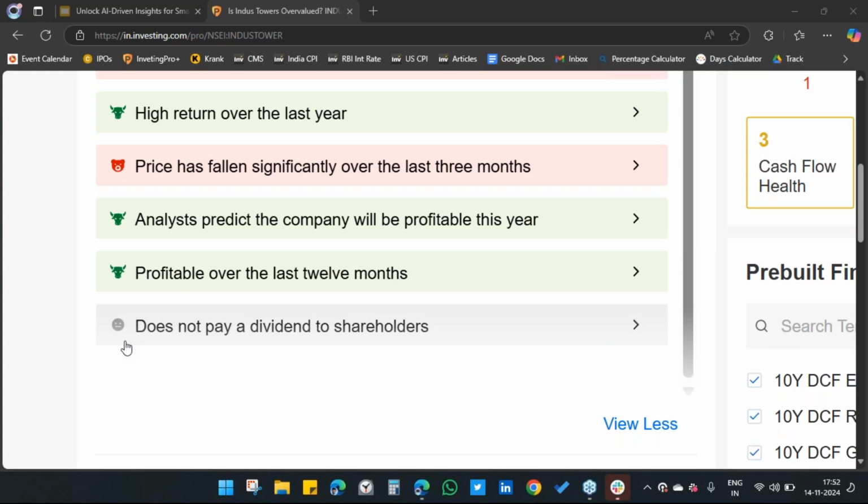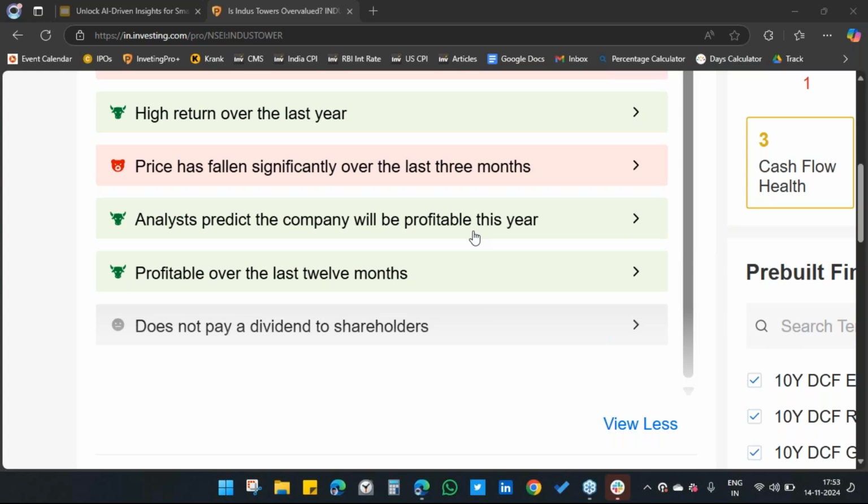First, if it's a loss making company, obviously then it cannot pay dividend because dividends are paid out of profits. So if it's a loss-making company, it cannot pay dividend. That's a bearish sign, obviously. But here the company is profitable. As you can see, it's profitable over the last 12 months, and analysts predict the company will be profitable this year as well. So profit is not the issue. So probably what can happen is the company is retaining those profits for further business prospects. That is a very good sign.